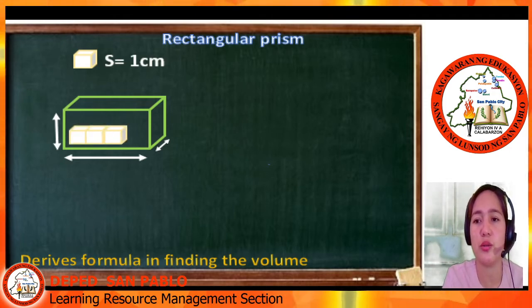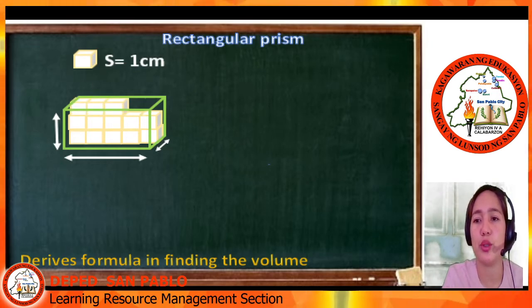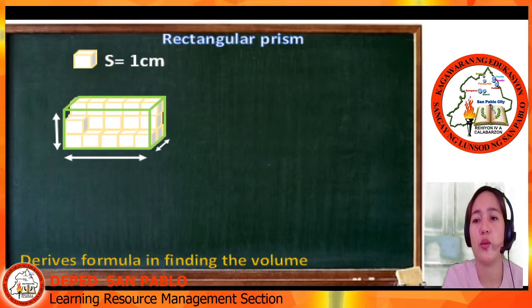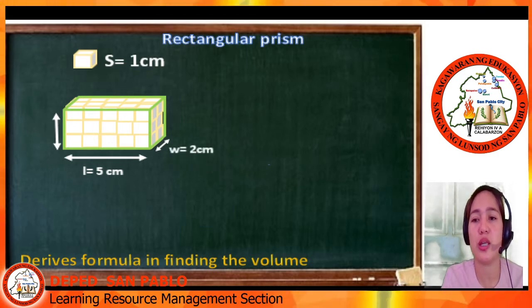We have 1, 2, 3, 4, 5, 6, 7, 8, 9, 10, 11, 12, 13, 14, 15, 16, 17, 18, 19, 20, 21, 22, 23, 24, 25, 26, 27, 28, 29, and 30. So this length measures 5 centimeters, the width is 2 centimeters, and the height is 3 centimeters.